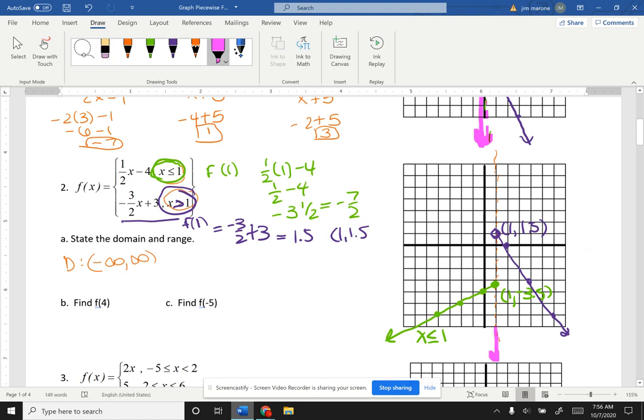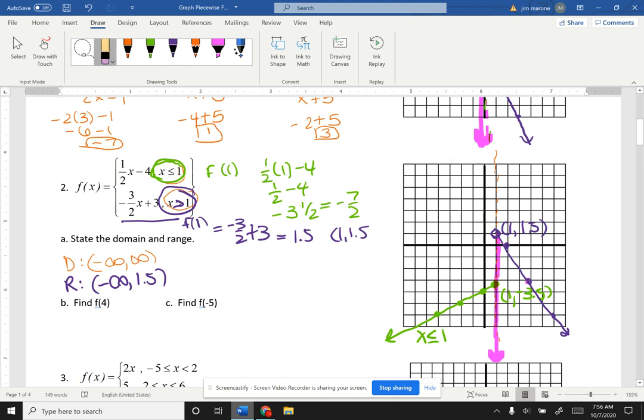starts at -infinity, so it keeps going down, and it stops here, but it pops up onto the other line, the purple line, and it goes up to that open circle point. So the range is from -infinity up to that 1.5, but we don't include the 1.5 because there's an open circle on it.